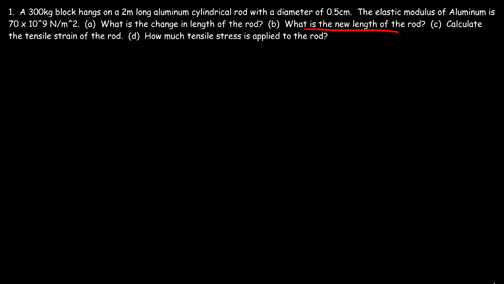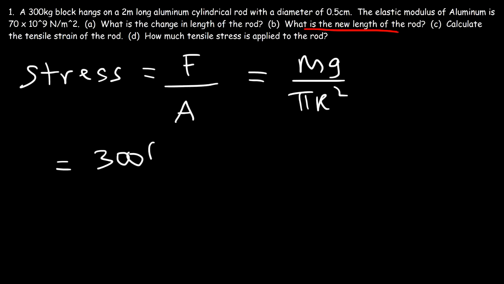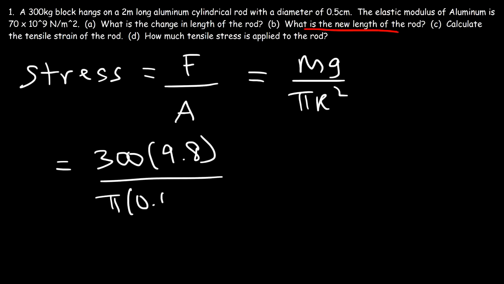Now let's move on to part D. How much tensile stress is applied to the rod? The tensile stress is going to be equal to the force divided by the area. And the force applied is the weight of the block, mg. And the area, just like before, is pi r squared. So the mass of the block is 300 times the gravitational acceleration of 9.8, and the radius, which is 0.25 centimeters, that's 0.0025 meters.